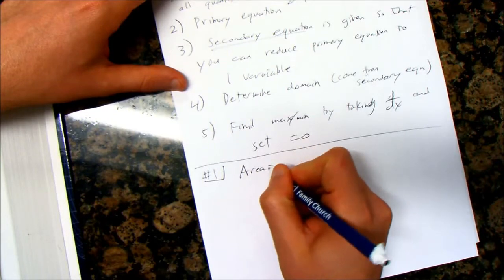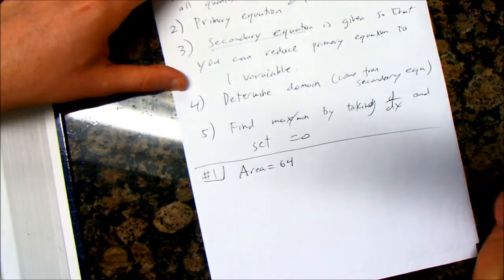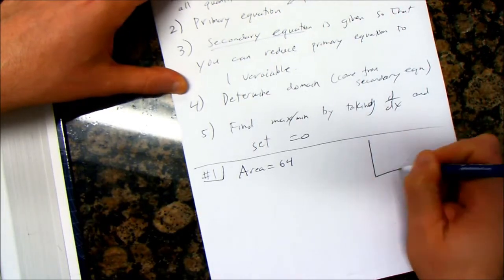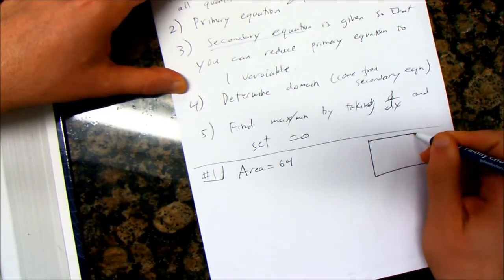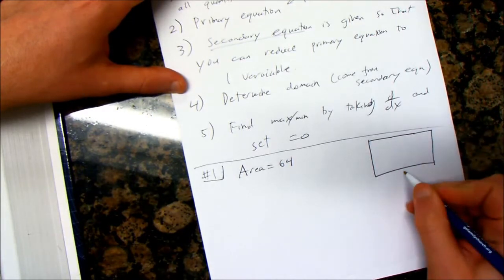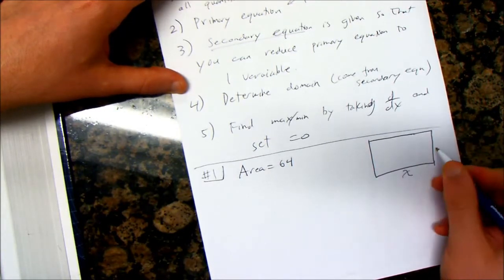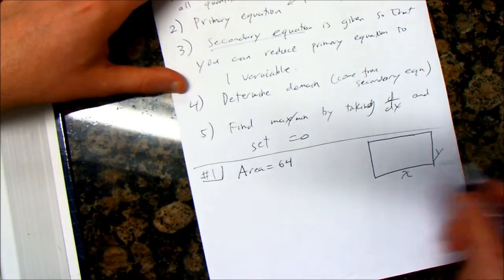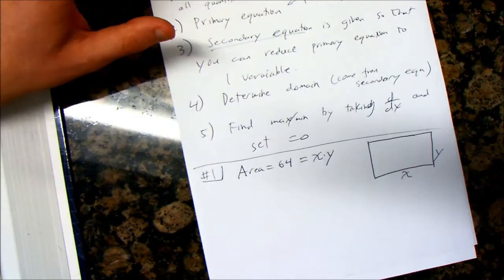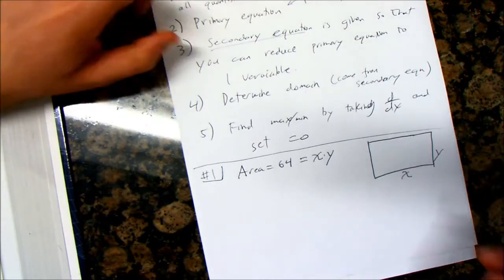Area is equal to 64. Okay, now this is a rectangle. So let's draw a rectangle. In the book it says sketch if necessary, which you should. So this is, let's say, x, and this is y. Okay? Well, then area is x times y, right? That's the way you want to do it.